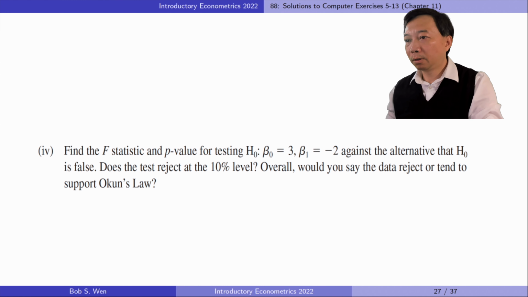In part 4, find the F-statistic and p-value for testing the null hypothesis that beta 0 equals 3 and beta 1 equals -2 against the alternative that the null hypothesis is false. Does the test reject at the 10% level? Overall, would you say the data reject or tend to support Okun's law?